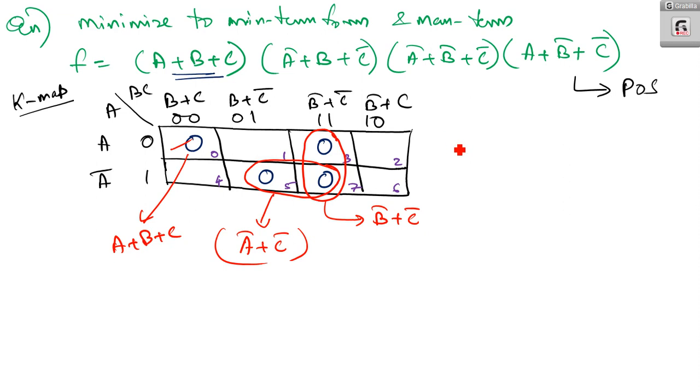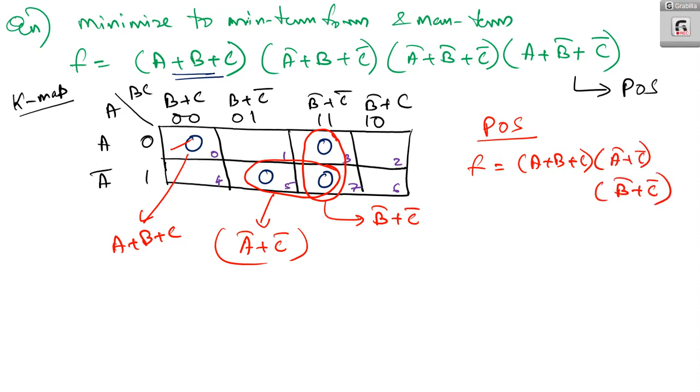Therefore the most simplified form using POS form is F is equal to A or B or C, and A bar or C bar, and B bar or C bar. So that is the most simplified form using this min-term expression. And the corresponding match terms, this is the minimized match term.